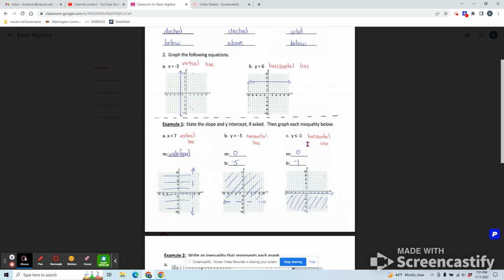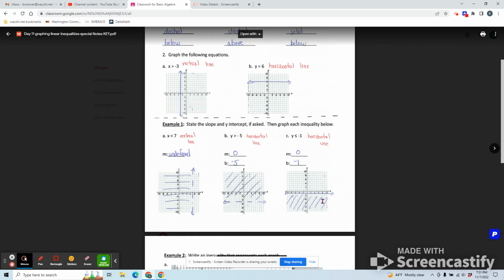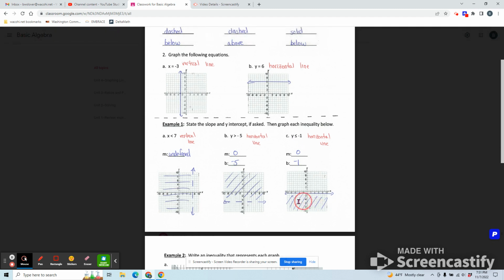And then letter C is also a horizontal line. Y is less than or equal to negative 1. So I have the equal to part in my inequality, which makes it a solid line. And then less than, once again, is below that line. So here's my solution set. Any ordered pair in here is going to make it a true statement.